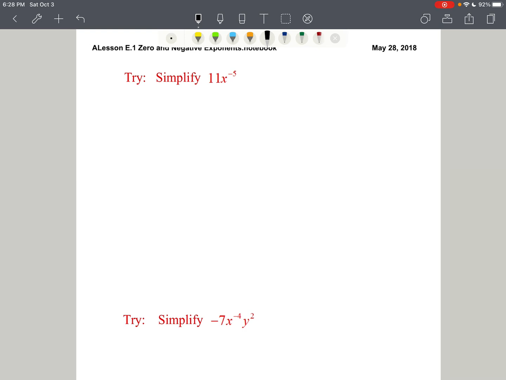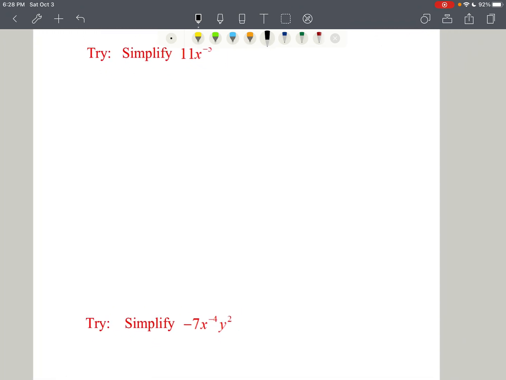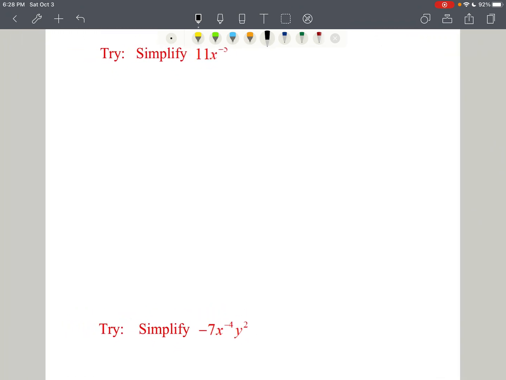Okay. Go ahead and try to simplify these two problems, and we will come back and go over them. So make sure that you press pause so that you have an opportunity to do these problems on your own.